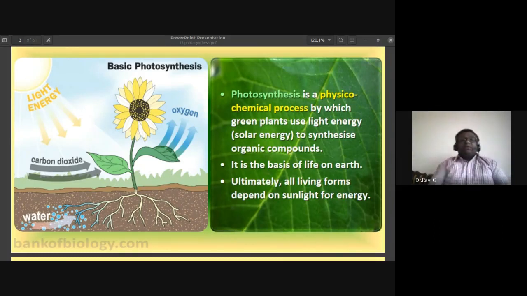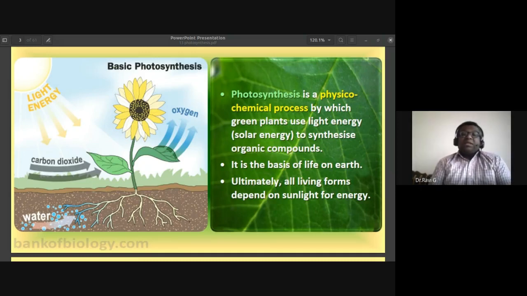So you can see that photosynthesis is a physico-chemical process. It's a physical as well as a chemical process by which green plants use light energy, that is solar energy, to synthesize organic compounds. The major raw materials for photosynthesis are carbon dioxide and water. Carbon dioxide is obtained through the stoma, and water is obtained through the xylem. So by the transpiration pull theory, you know about that.